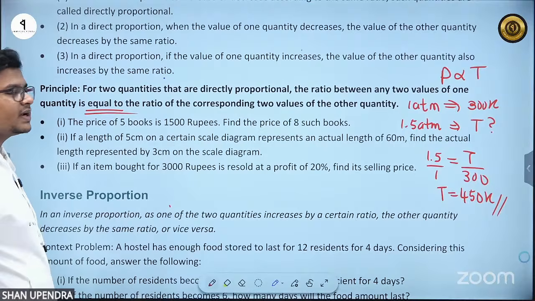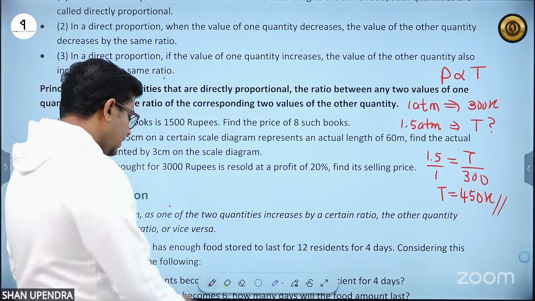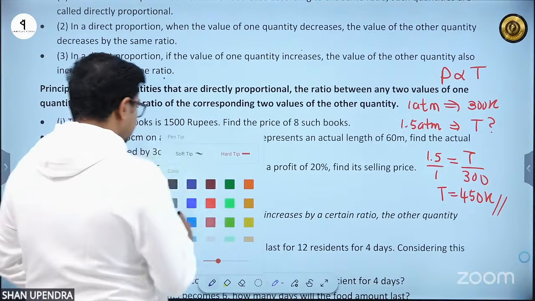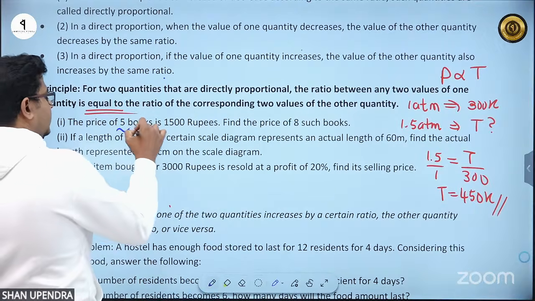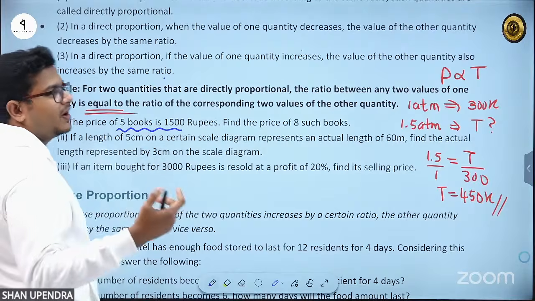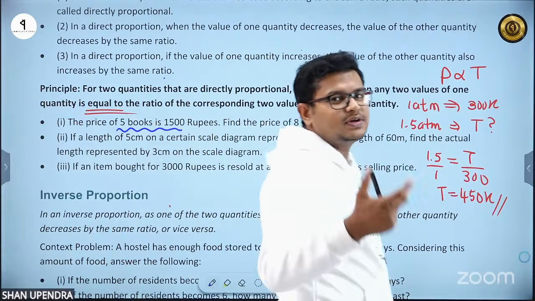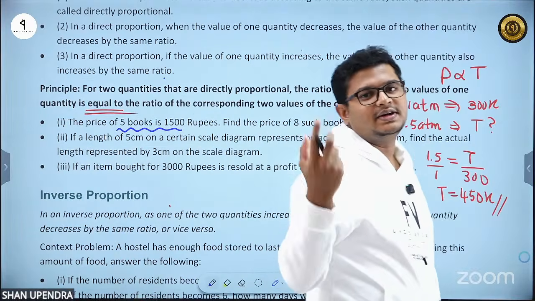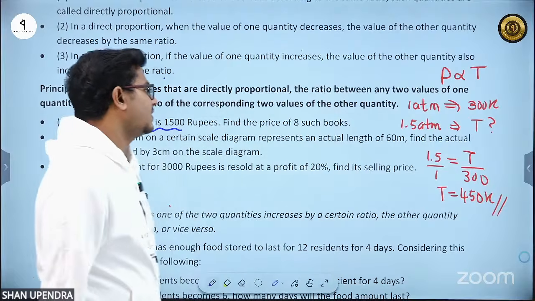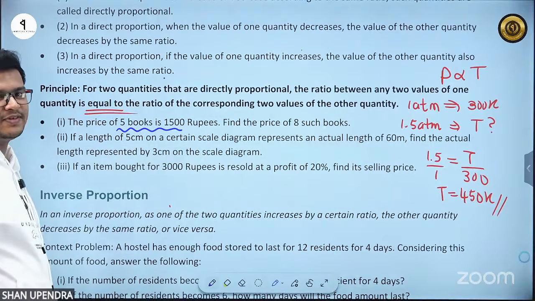Five books for 1,500, how much? Simple concept. You all did these calculations when you were small. Grade 5 scholarship. If you want, you can find the price of one book and then multiply it by 8. Okay, that's the way that we normally calculate.